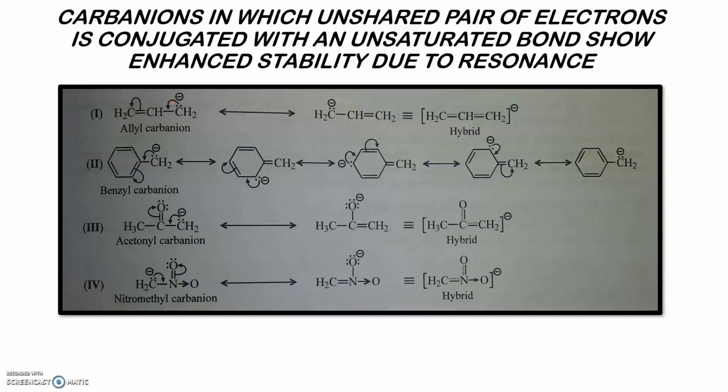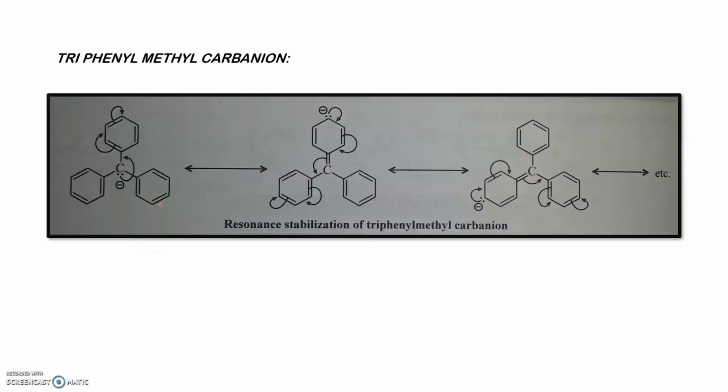The carbanion in which the unsaturated bond is situated at the alpha position to the unshared electron pair has an enhanced stability due to resonance. Here we can see the unshared electron pair, and the double bond is situated at the alpha position to this unshared electron pair. This is an allyl carbanion, and we also have benzyl and acetonyl and nitromethyl carbanion of these kinds. So these species show enhanced stability due to resonance, and we can also see the resonance structures and resonance hybrid of these compounds.